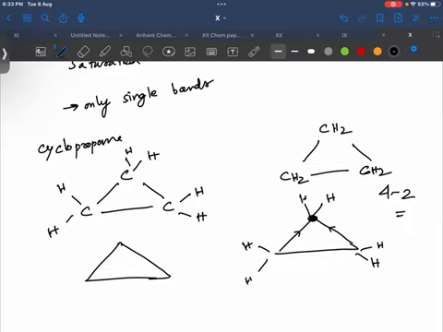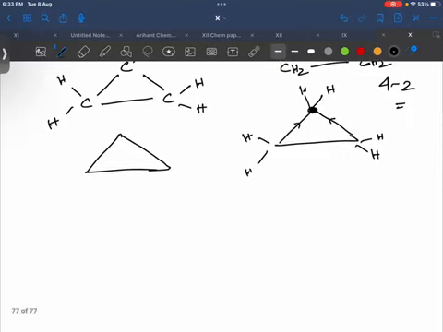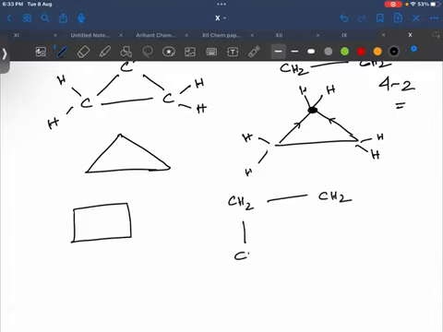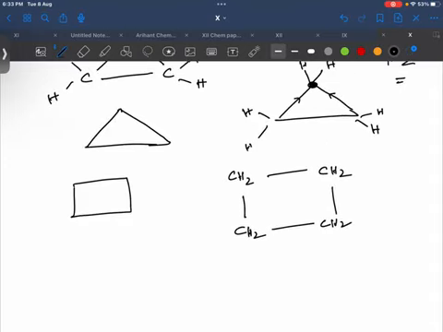Similarly, you can draw cyclobutane, which is this, or CH2, CH2, CH2, CH2. You can also draw cyclopentane, which will be a regular pentagon. Cyclohexane is this. That much is enough. So these are the types of cyclic hydrocarbons which are saturated. Saturated means only single bonds.